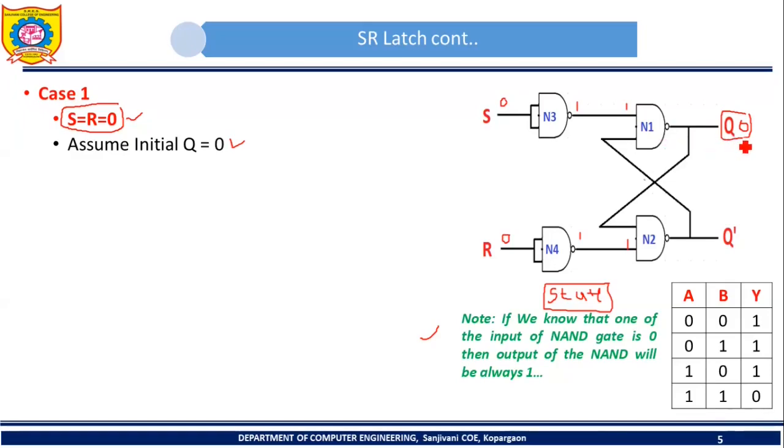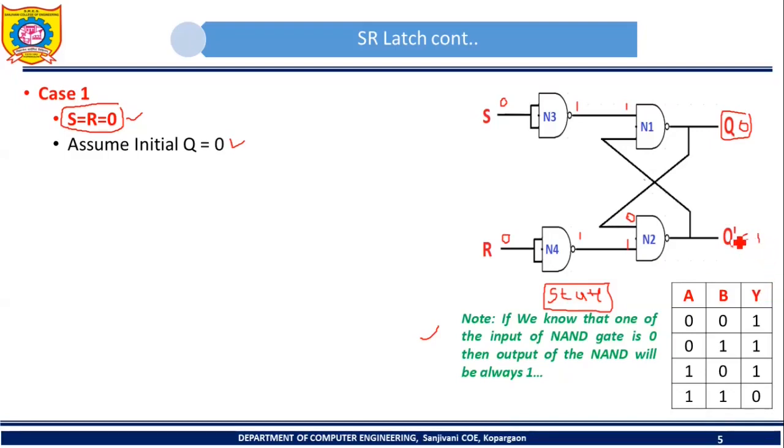Now see the value of Q. Here what is the value of Q? We have assumed that the initial value of Q is 0. So this Q we have given as input to N2, so the other input to N2 is 0. Now can I predict the output of this N2? What will be the output of this N2? Here one input is 0, the other input is 1. So the output of this N2 will be 1. That is, Q prime will be 1.